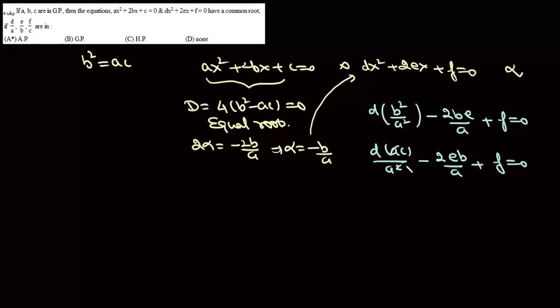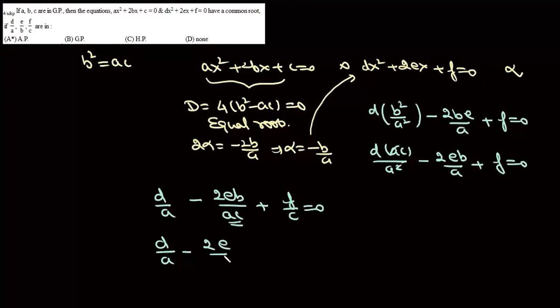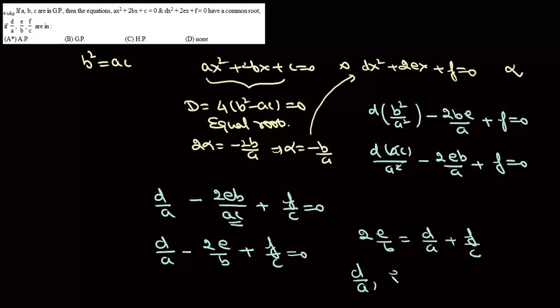Now here a and a will cancel. Now we'll divide everything by c also. We can write d upon a minus 2 e b upon ac plus f upon c equals 0. Now ac is b square and b will cancel. So we'll write d upon a minus 2 e upon b plus f upon c equals 0. Or we can write twice e by b equals d by a plus f by c, which means d by a, e by b and f by c are in AP. So the answer to this question is option A.